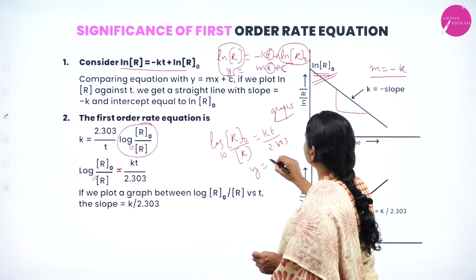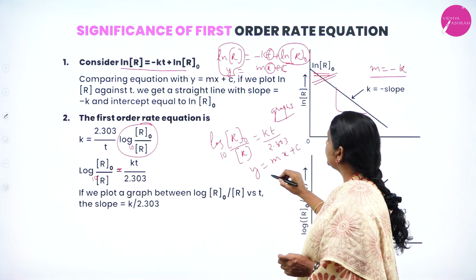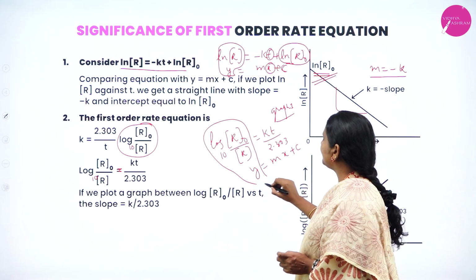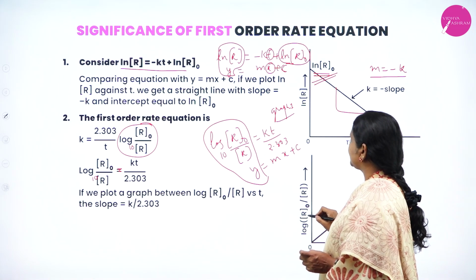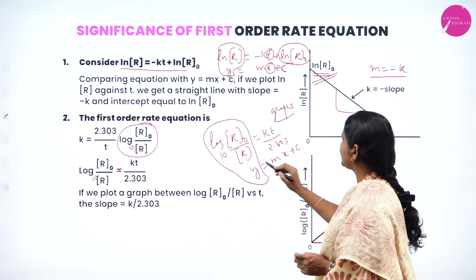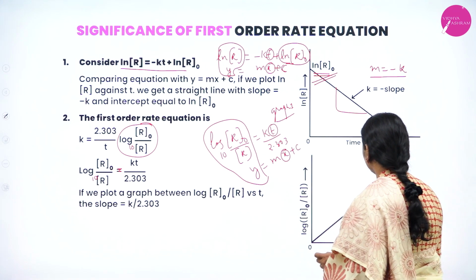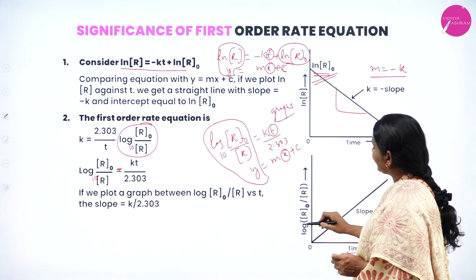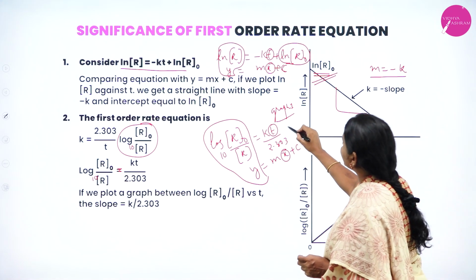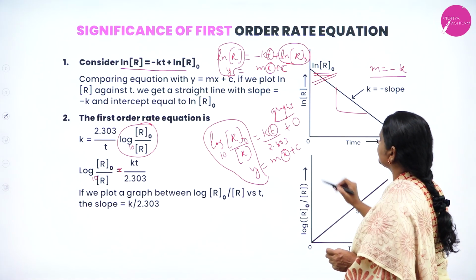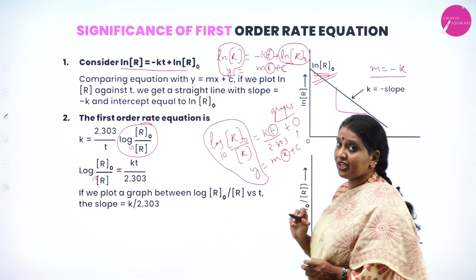If you compare with y is equal to mx plus c, in place of y we have log of R0 by R to the base 10. In place of x we have t. Therefore, the second graph is: plot a graph of log of R0 by R versus time, and the y-intercept is 0. Y-intercept c is 0. Therefore, we get a straight line which passes through the origin.